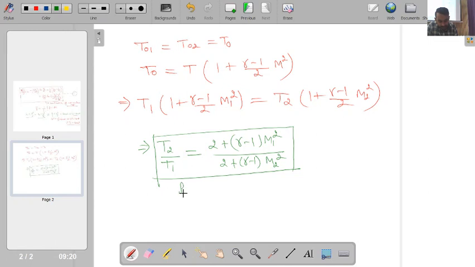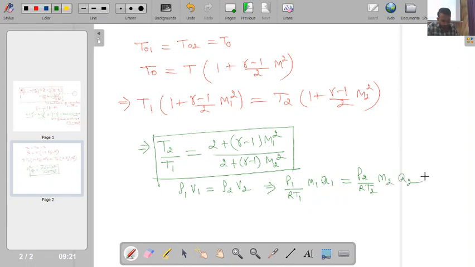So we also have one important relation from the continuity equation, that rho 1 v1 is equal to rho 2 v2. Okay, and for a calorically perfect gas I can write rho 1 as nothing but P1 by RT1, and in place of v1 I can write Mach number 1 into a1, because Mach number is velocity by a, so velocity will be equal to Mach number into a. Similarly I can write on the right hand side P2 by R T2, and this will be M2 times a2.